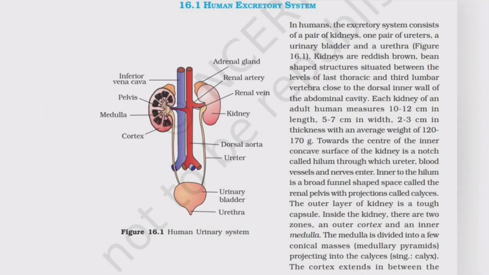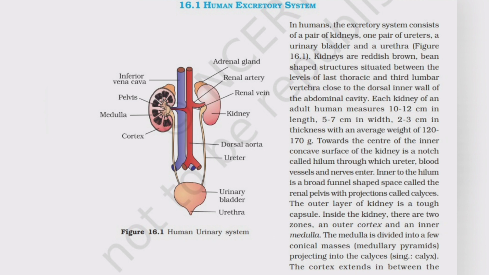Human excretory system. In humans, the excretory system consists of a pair of kidneys, one pair of ureters, a urinary bladder, and a urethra. Kidneys are reddish-brown, bean-shaped structures situated between the levels of the last thoracic and third lumbar vertebra, close to the dorsal inner wall of the abdominal cavity. Each kidney of an adult human measures 10 to 12 cm in length, 5 to 7 cm in width, 2 to 3 cm in thickness, with an average weight of 120 to 170 gram.